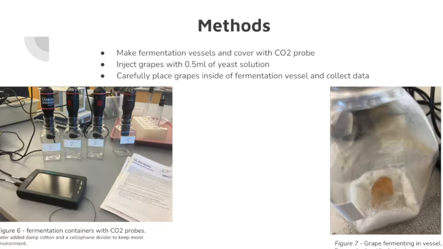Once I had my fermentation chambers complete, and along with the yeast and grapes, I injected 0.5 milliliters of the solution into 4 grape samples each. After that, I set the samples into the 4 prepared fermentation chambers and capped them with 4 different CO2 probes. Throughout the course of 7 days, I collected data into Logger Pro and created a graph of the change in CO2 concentration.